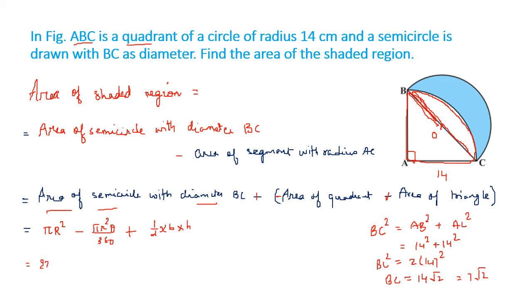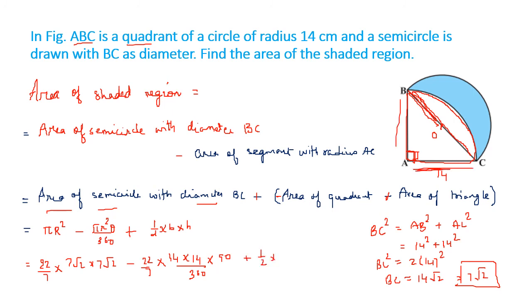So now I write pi, it is 22 by 7 into R. What is the capital R? 7 root 2. So 22 by 7 into 7 root 2 into 7 root 2, minus 22 by 7 into r. Which is the r? This time small r, 14 into 14, upon 360 into theta. Theta is 90, it's a right angle, and plus half. What is the base? The base I can take 14. The altitude is 14. So half into 14 into 14.